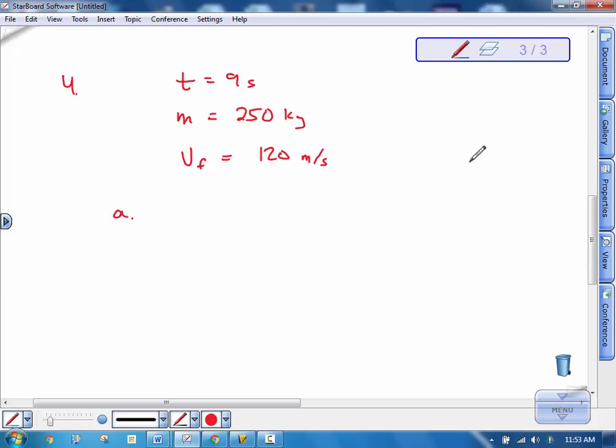Okay, the next problem gives us a rocket that takes off. This rocket takes off from the ground. It obviously takes off with no initial velocity in the y, but it ends up reaching a maximum velocity of 120 meters per second after 9 seconds.